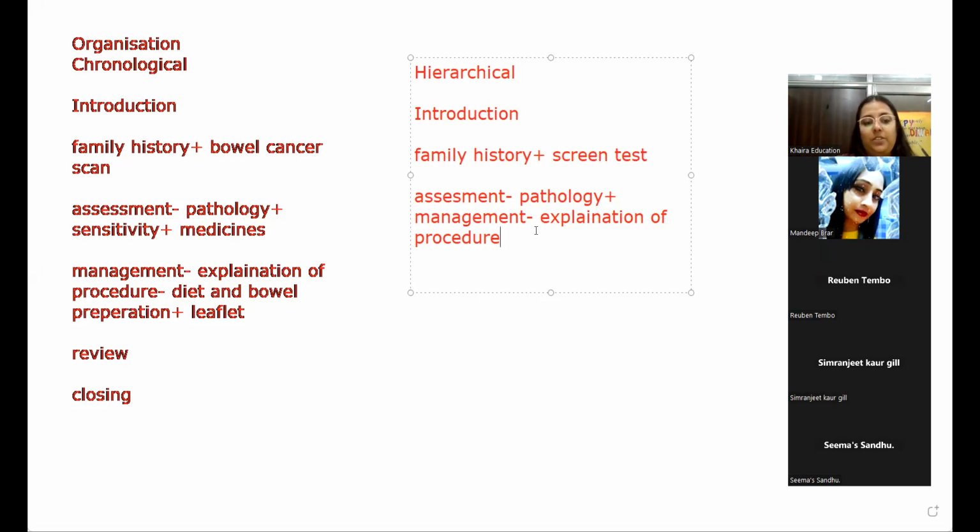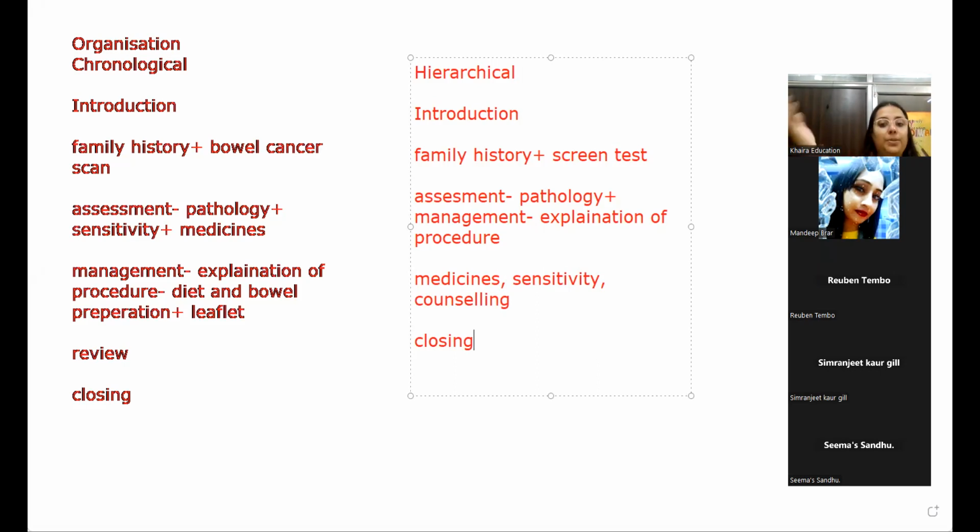At the end, we are going to write about the medicines, the information about the sensitivity, and the information about the counseling that would be done in the future, and then the closing. If you see on the right hand side of the board, we have written the letter hierarchically, which means the most relevant information for the recipient in order to perform the procedure has been written first, and the least relevant information later. And how did we decide what is more important, what is less important?